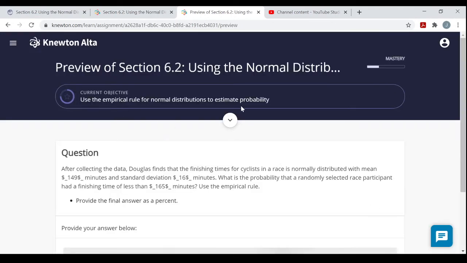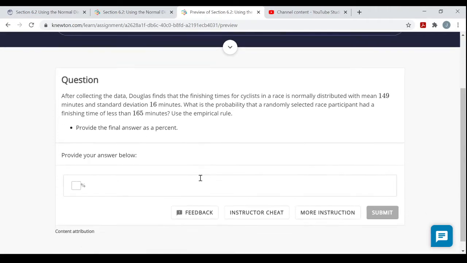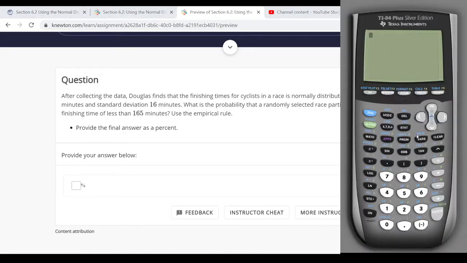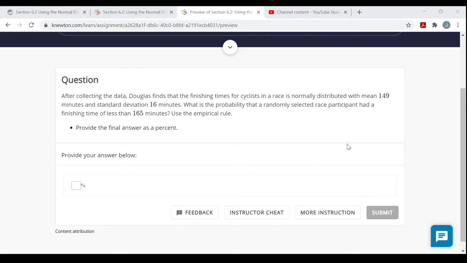Okay, another empirical rule one. This one has less than something. So I'm going to pull the calculator up here. We can figure this out right now. So I pull the calculator back up. All right, so now instead of drawing a picture this time, let me actually read it first, then pull the calculator up.